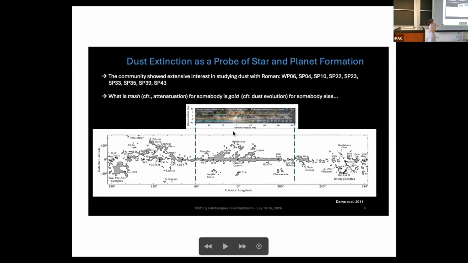And what you can see is that the Roman Galactic Plane Survey will cover many star-forming regions, which are labeled here: Ophiuchus, the Aquila Rift, the galactic center, Lupus, and others. So why is dust so important for studying star and planet formation?